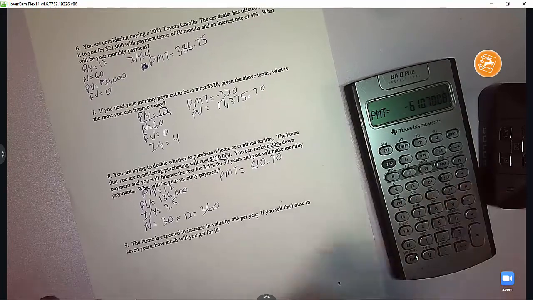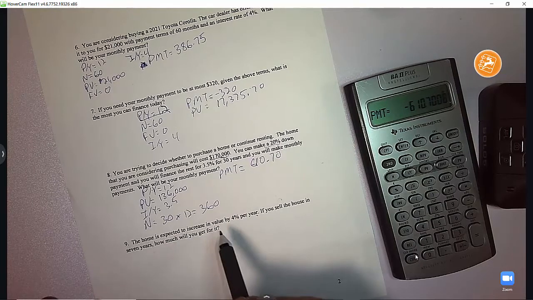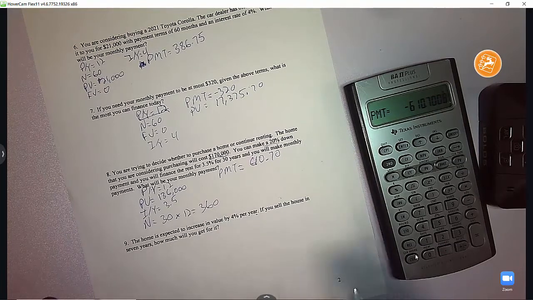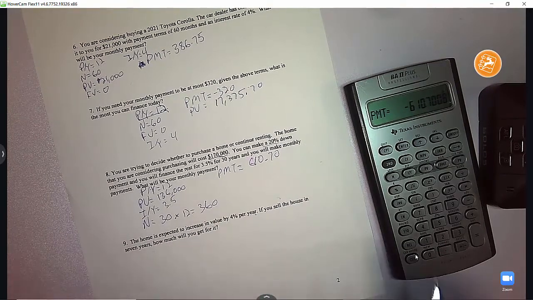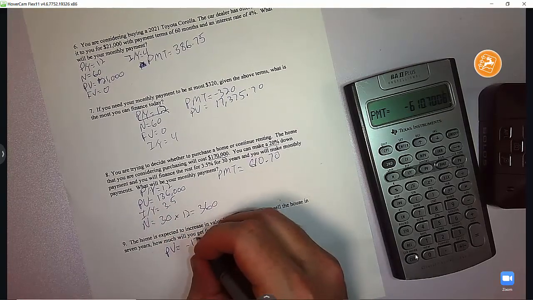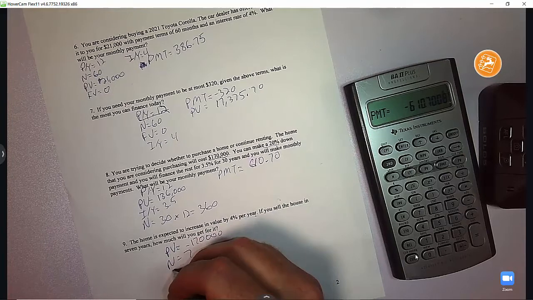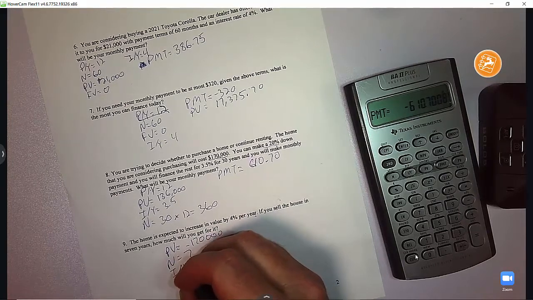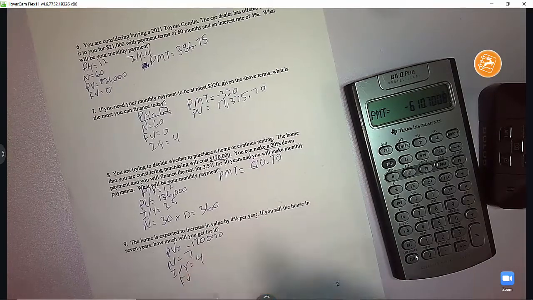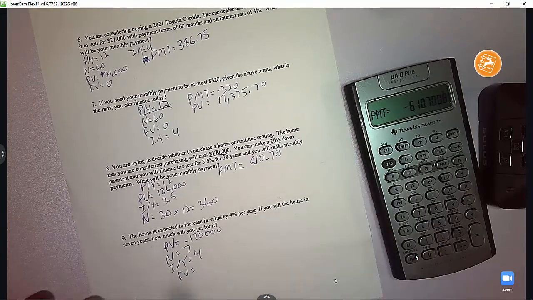My next question here says, the home is expected to increase in value by 4% per year. If you sell the house in 7 years, how much will you get for it? So we start now with $170,000, and this is just a lump sum problem, the kind of problem we started with. So my present value is equal to, and I'm going to make this negative, 170,000. My N is equal to 7. My interest rate is equal to 4. And now I'm going to solve for my future value. Notice there is no payment because I'm just finding the future value of a lump sum.